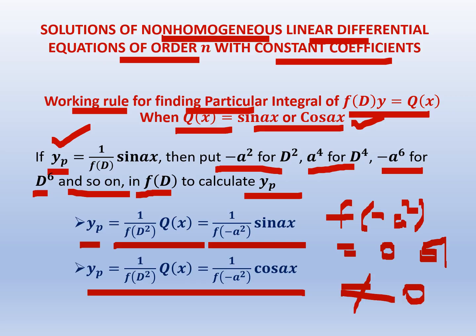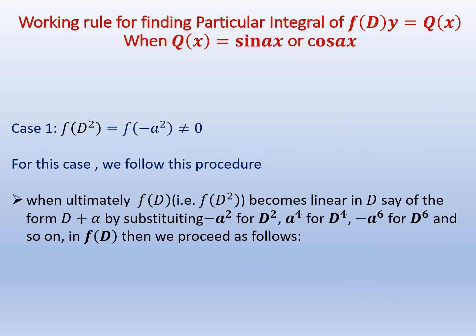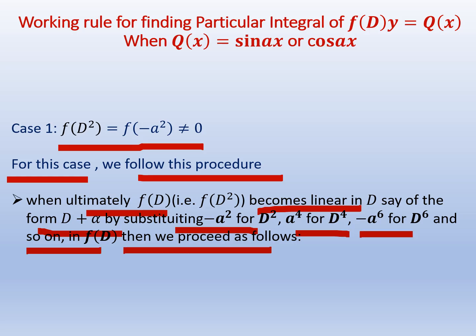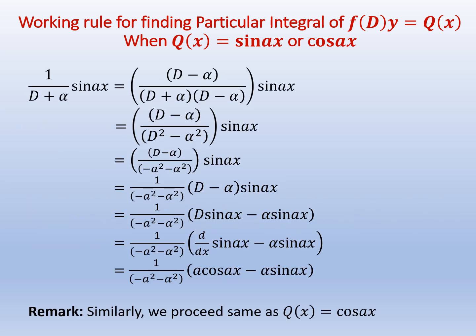First, we will see the procedure to find particular integral yp for the case f of minus a square not equals to 0. Let's see the procedure to find particular integral for the case f of D square is equals to f of minus a square not equals to 0. For this case, we follow this procedure. When ultimately f of D becomes linear in D, say, of the form D plus alpha, by substituting minus a square for D square, a power 4 for D power 4, minus a power 6 for D power 6, and so on in f of D, then we proceed as follows. Now our particular integral yp is of the form 1 by D plus alpha into sin ax.